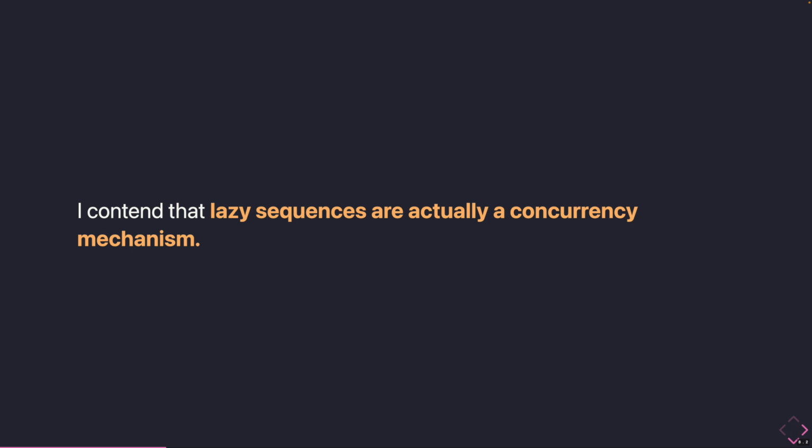This may be a bit contentious, but I actually like to contend that lazy sequences are a concurrency mechanism. If you think about this, it's not a mechanism for parallelism. It's important to understand the difference, right? Parallelism is literally two things happening at the same time, but concurrency is the illusion of multiple things happening at the same time through transfers of control.